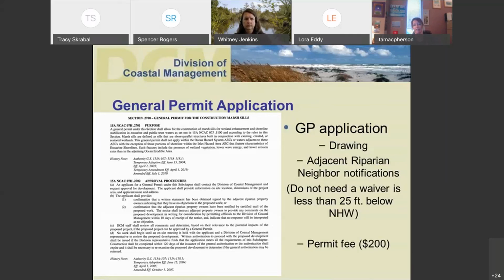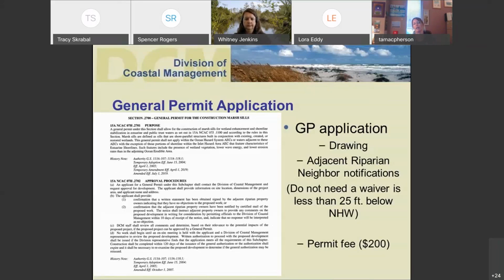We need a drawing. The drawing needs to show us, where are you in the world? Where's high water? Where are coastal wetlands? What's the water body that you're working within? Where are your property lines? Your property lines determine your riparian corridor in which you can do work.